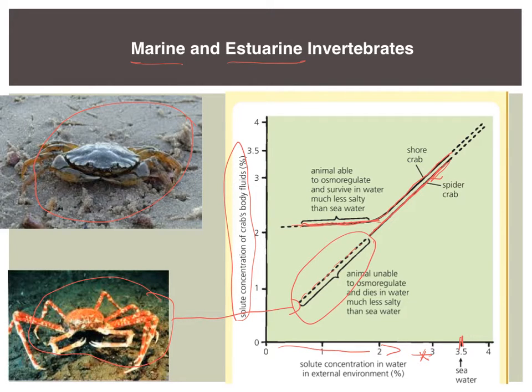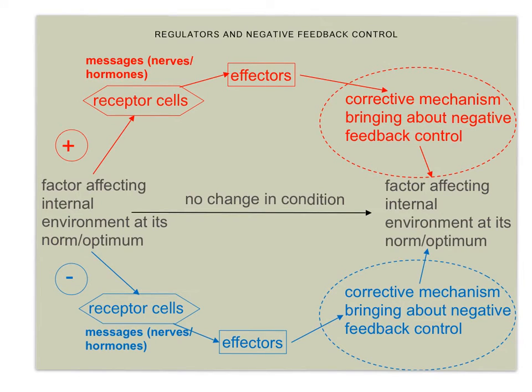So you'll notice that the benefit of having this scenario for the shore crab is that it can survive in a wider range of environment than the spider crab can, which can only survive in this sort of level here of salt water. So we're going to move on and have a look at regulators.